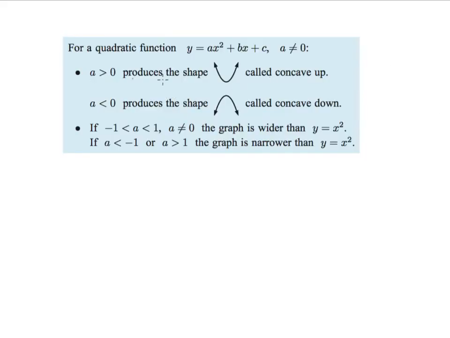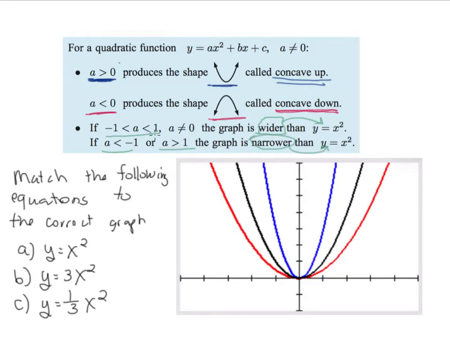For equations in standard form, the a, or the coefficient of the x squared term, tells us a lot. If a is positive, the graph is concave up, and it'll be shaped like a U facing up. If a is less than 0, the graph will be concave down. If a is a number between negative 1 and 1, but not 0, then you have a wider graph than the parent graph. If the absolute value of a is greater than 1, you have a narrow graph. Match the following equations to the correct graph.